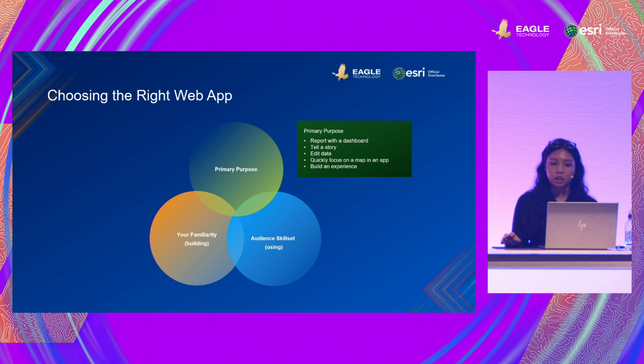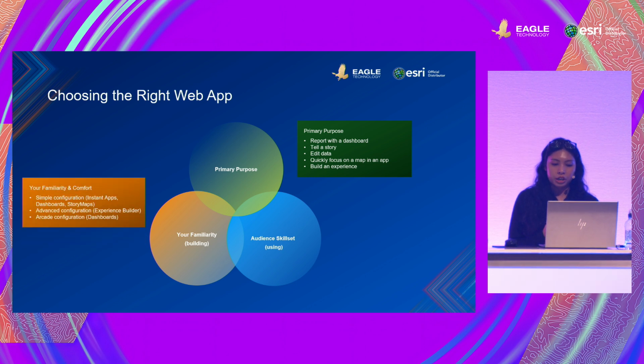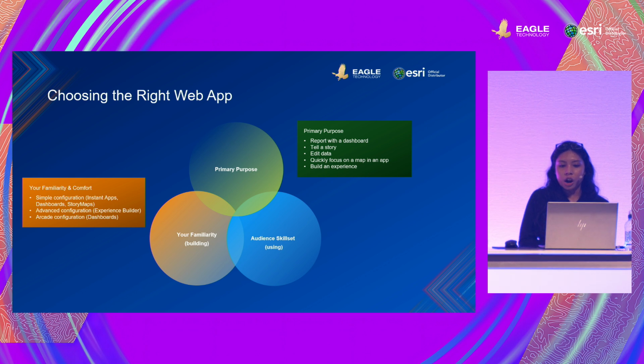Are you aiming to tell a compelling story, inform an executive with high-level insights, or provide a more focused and advanced workflow? Understanding the primary purpose will guide you in selecting the app that aligns best with your objectives. The next consideration is your familiarity or your expertise. Assess your comfort level. So are you comfortable using them, or would it be beneficial to bring in additional expertise?